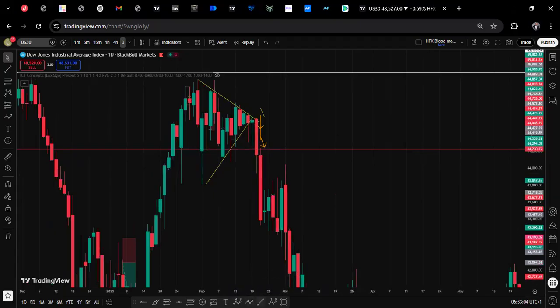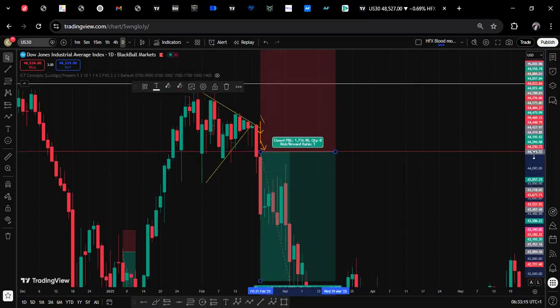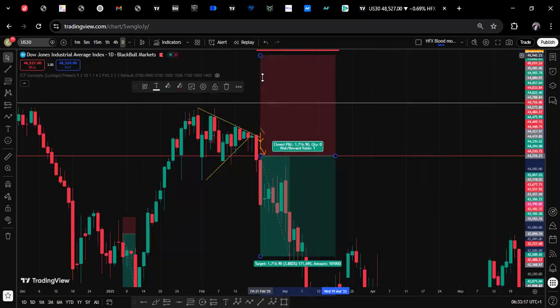So if you're talking about entry points, it's just going to be right here. Then of course I have my SL. This is so large actually.